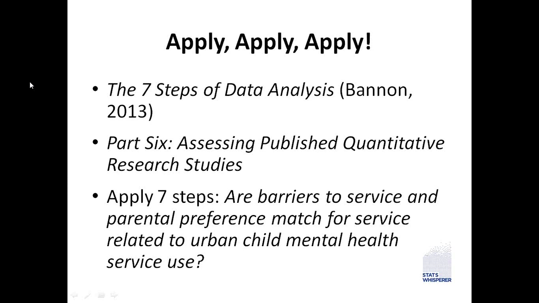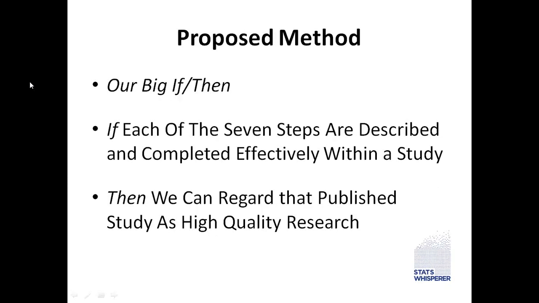And so that's clear. Now we have to translate that into statistics, and then after that we have to assess, was it translated into statistics at a sufficient level where we have confidence in the findings and the methods. And so the big if-then. So if each of the 7 steps are described and completed effectively within a study, then we can regard that published study as high-quality research, per se. Of course, the statement doesn't fit all research, but per se.